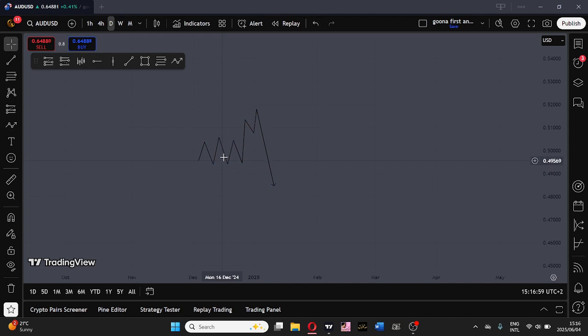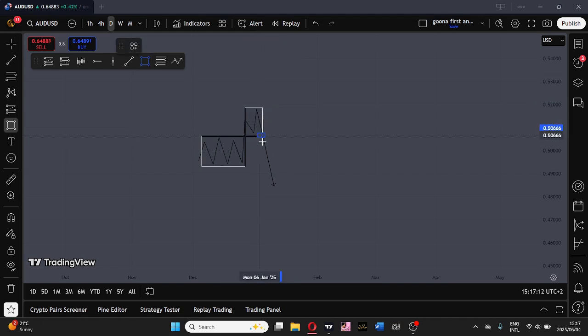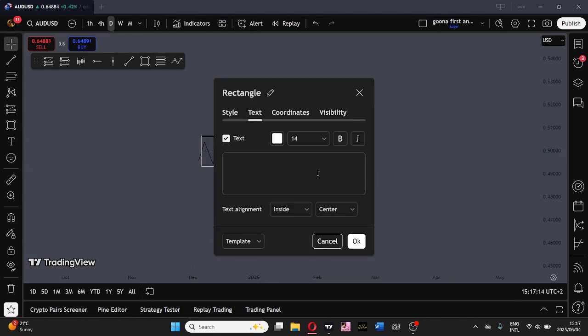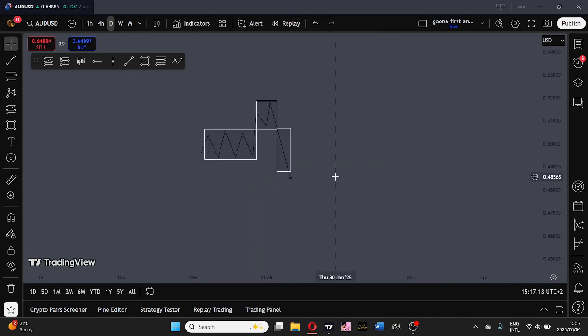Then from 9, let's mark it actually. Accumulation in the morning, Asian session right here. Manipulation takes out liquidity up here. This will be manipulation. Then here will be distribution. Simple as this. This in ICT I think it's called accumulation, manipulation, distribution. Correct me if I'm wrong.